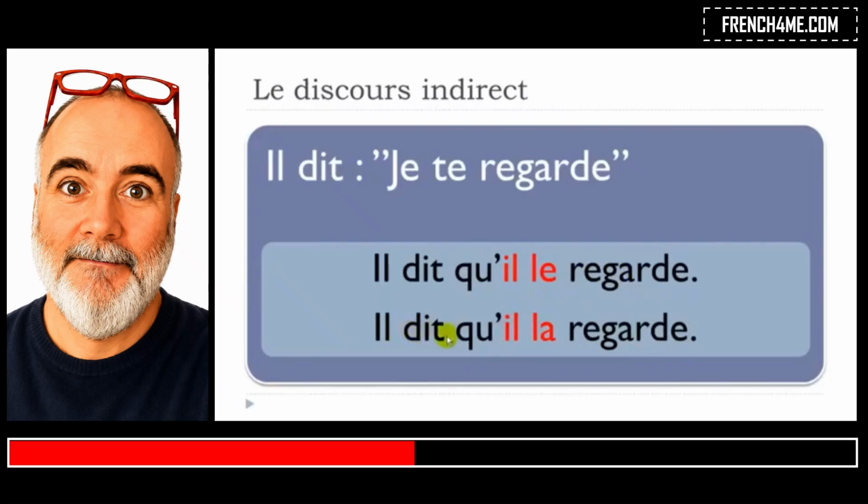Okay, and then the second option, well, it's almost the same, but if you look carefully, il dit qu'il la regarde. Okay, and in that case it would be a woman or a girl, according to what was previously said. So in that case we really need to know before whether we're talking about a boy or a girl, a man or a woman. Because if we don't, then it can be tricky to modify and put this discours indirect, because we won't have any clue whether it's le or la. Okay.